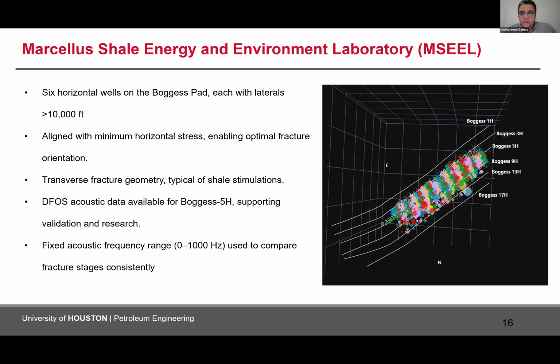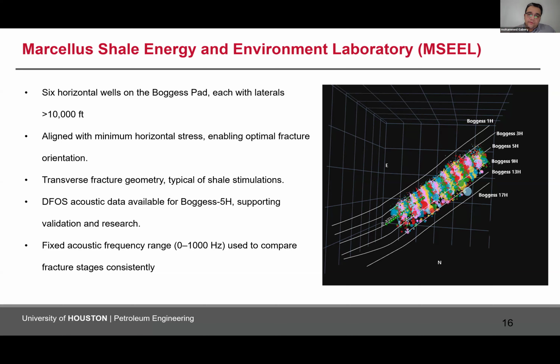It consists of six horizontal wells with laterals over more than 10,000 feet, aligned with minimum horizontal stress. So the fracture propagation in length is optimum transverse fracturing, typical to shale stimulation. And Bogus 5 has acoustic data for distributed fiber optic sensing, which is available for validation and for research.